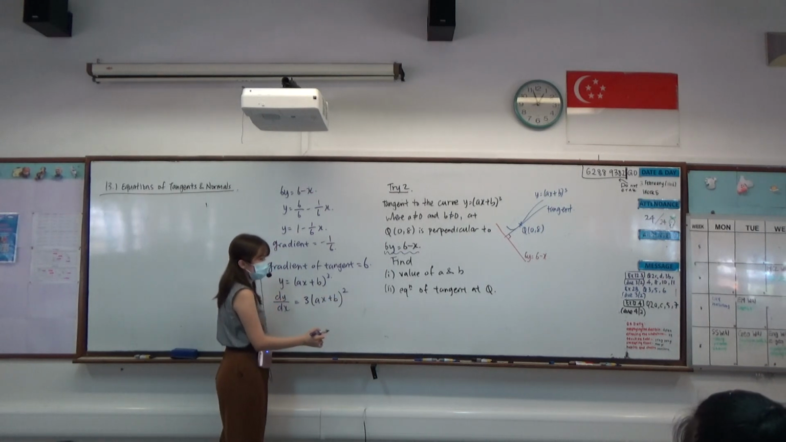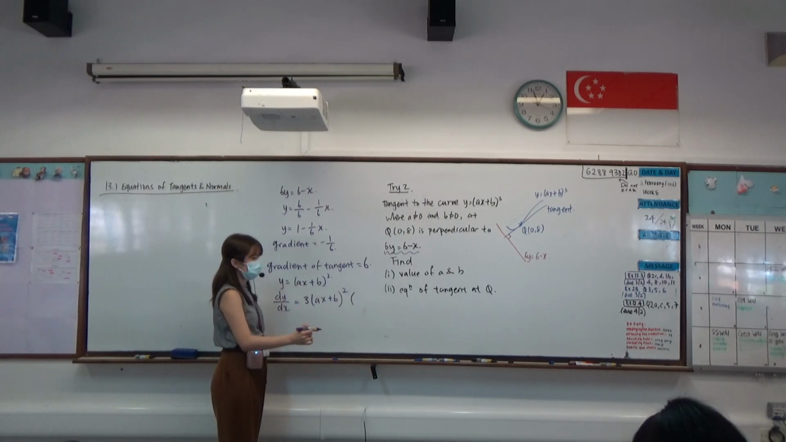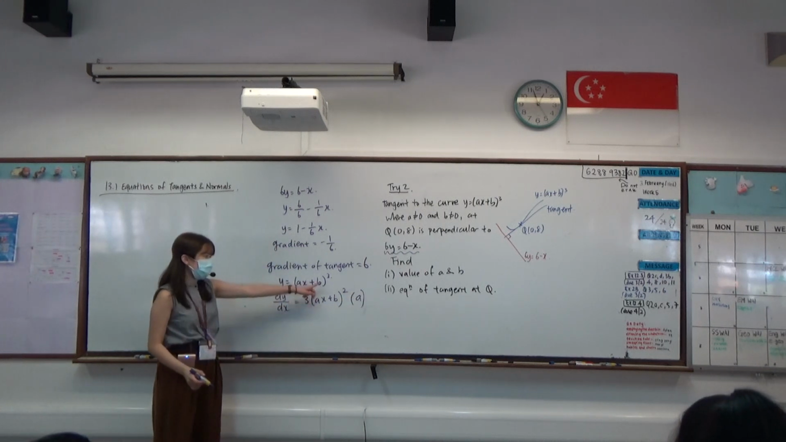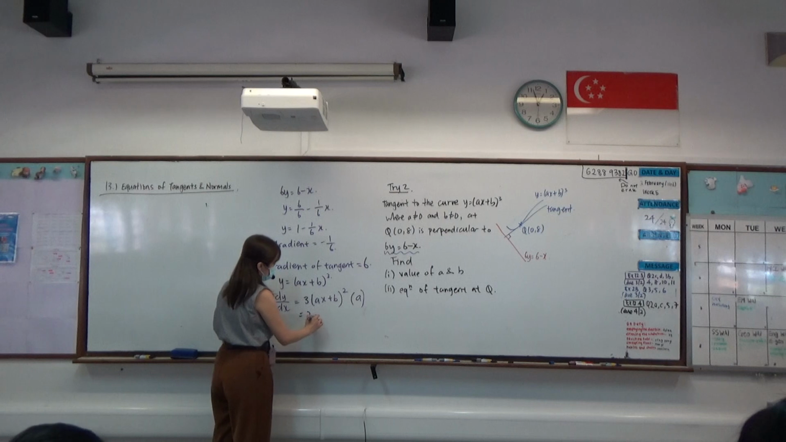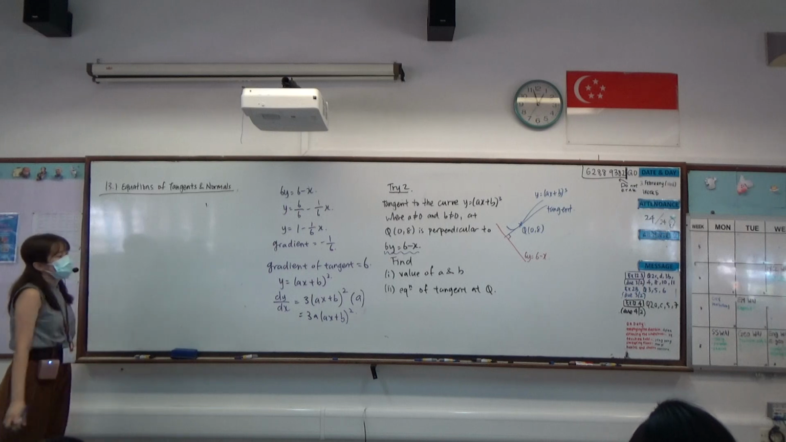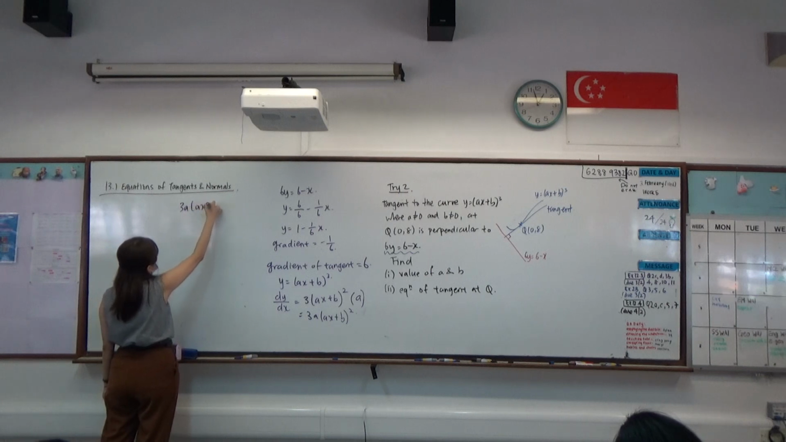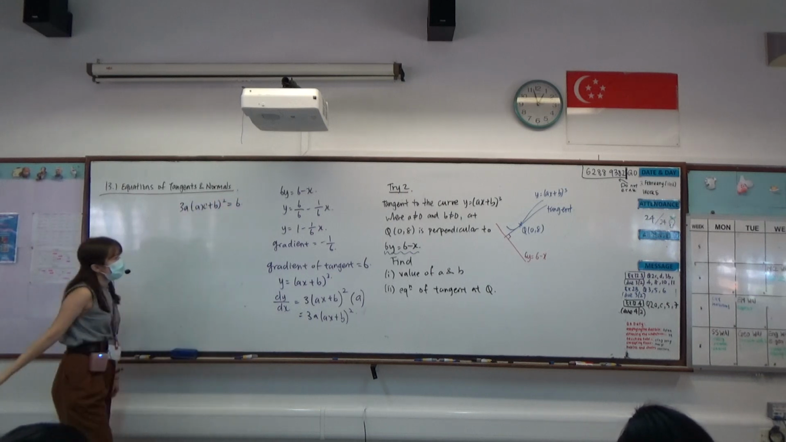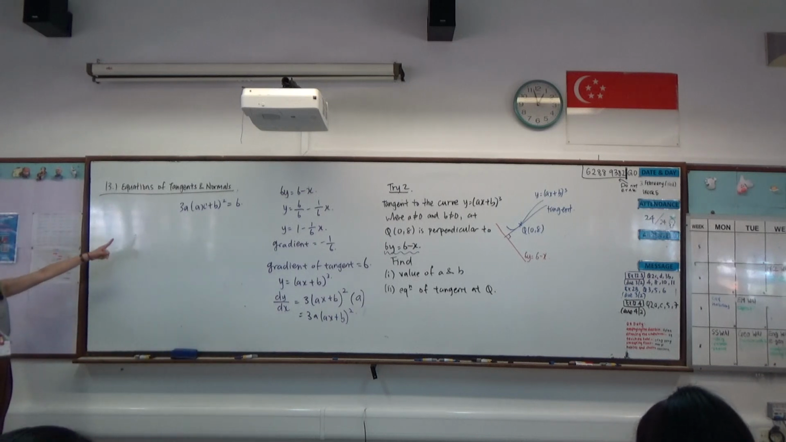Square. That's it. So power and chain rule: 3 bring down, inside differentiate. So we get 3a(ax plus b) squared. Since we know the gradient of the tangent, we are now able to get this equation. But with this equation it is not helpful because we got 2 unknowns.